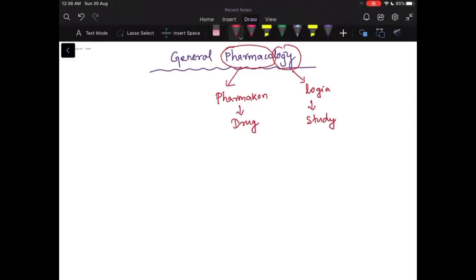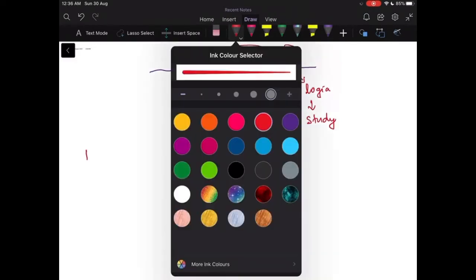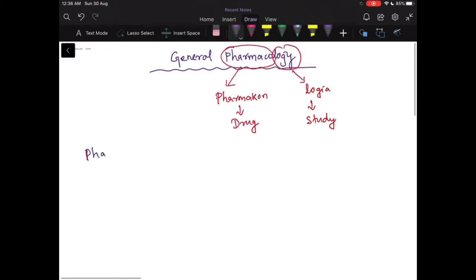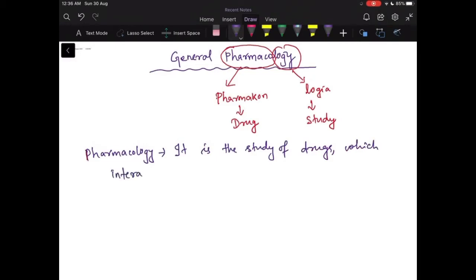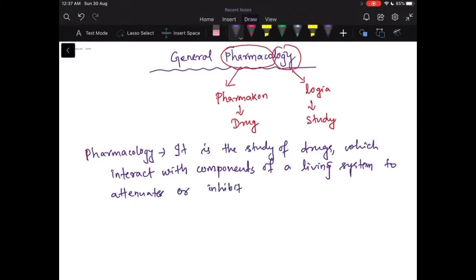That means we can simply say that pharmacology is the study of drugs, but as a definition, pharmacology is the study of drugs which interact with components of a living system to attenuate or inhibit various pharmacological effects.